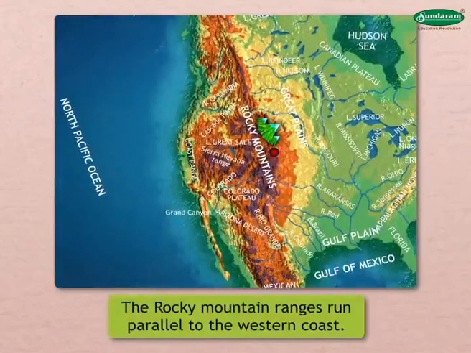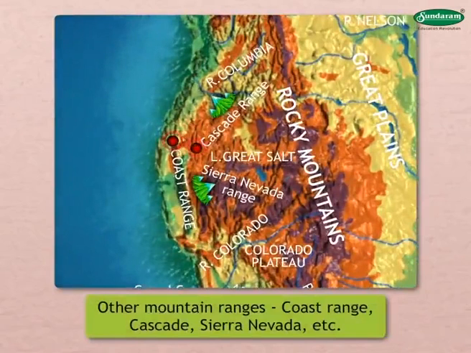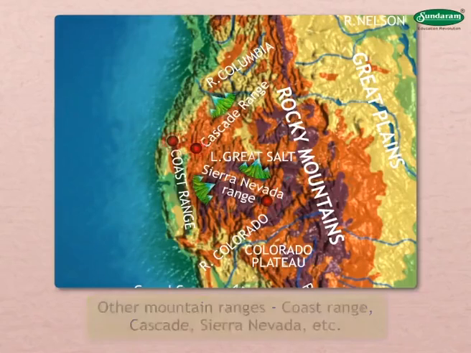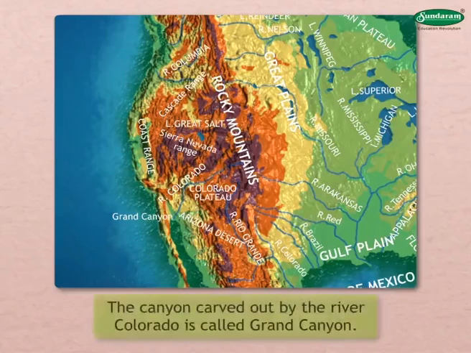The Rocky Mountain Ranges run parallel to the western coast of this continent. Coast Range, Cascade, Sierra Nevada, etc. are the other mountain ranges along the western coast. Colorado Plateau is a part of the Rocky Mountainous region. The canyon carved out by the River Colorado is known for its scenic beauty. It is called Grand Canyon.